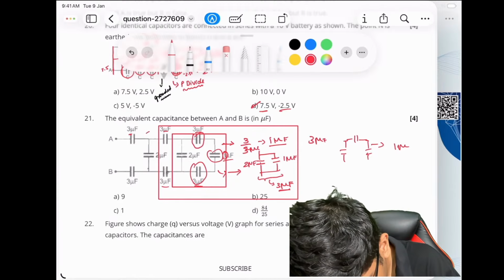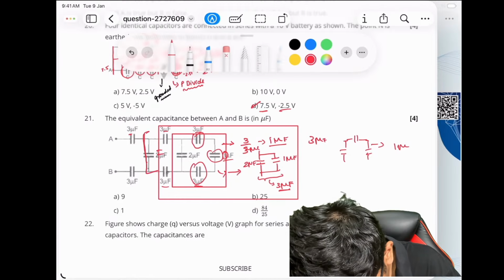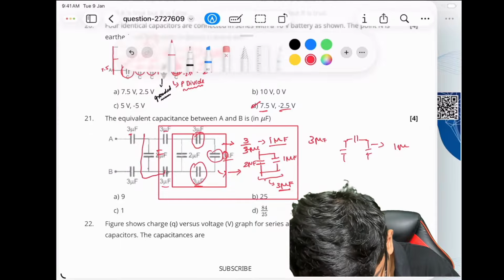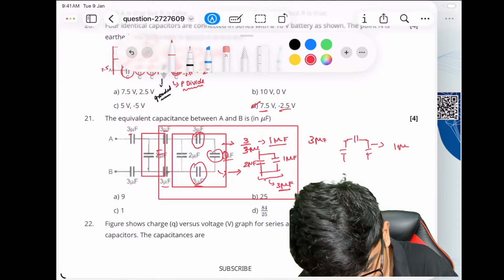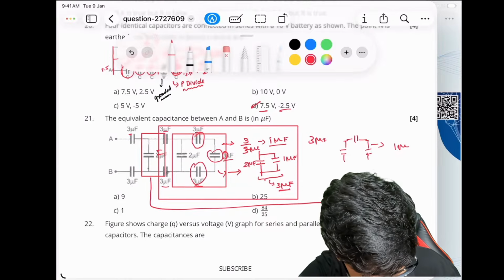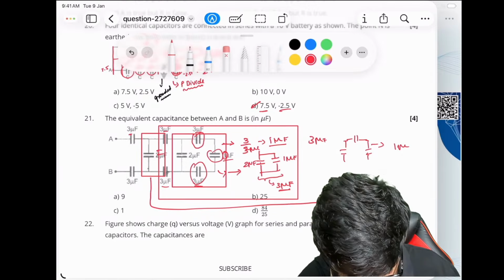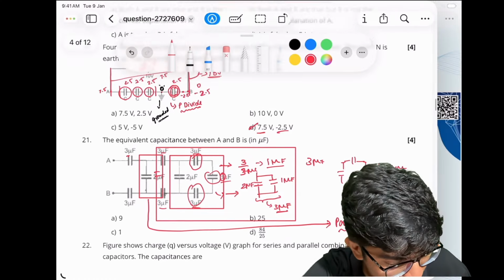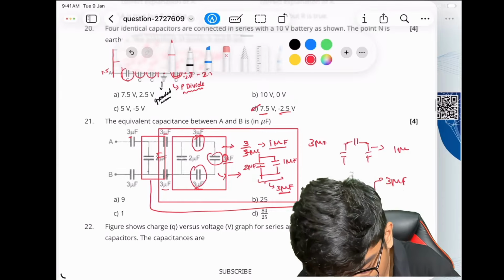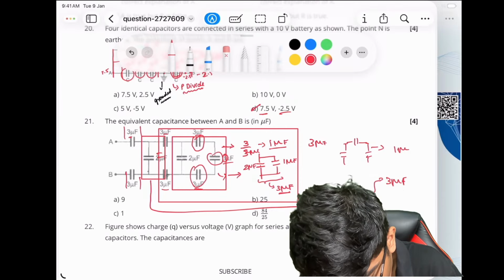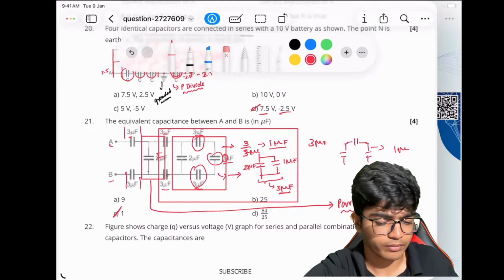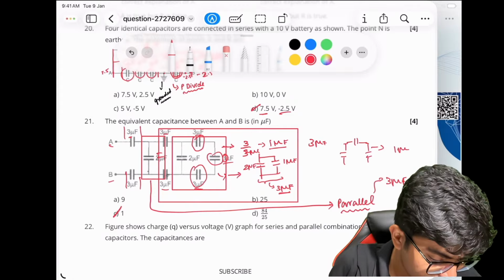This 1 microfarad is in parallel with this one. Okay, 1 microfarad parallel to 2 microfarad is again 3 microfarad. This 3 microfarad again with this 3 is in series, so the net effective capacitance between these two is 1 microfarad, right? Simple question.